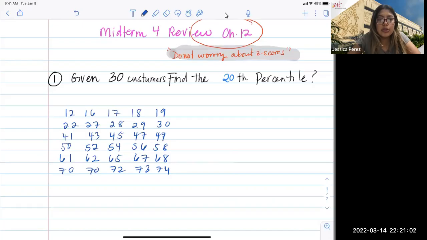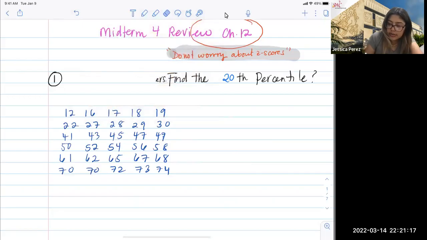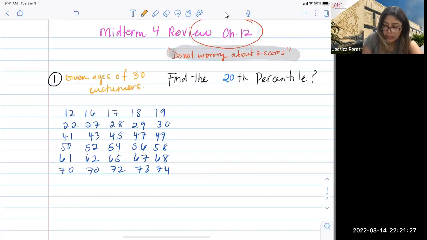So here on question 1, I give you 30 customers. Find the 20th percentile of these customers. So we have given data here. These numbers, there are 30 different customers. This is actually the ages. So given the ages of 30 customers, I want us to find the 20th percentile.